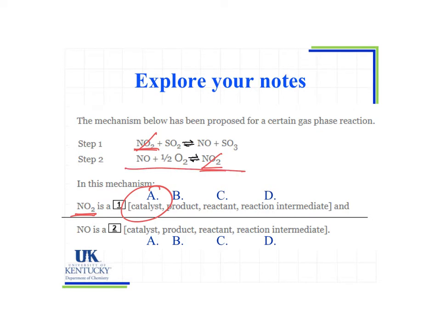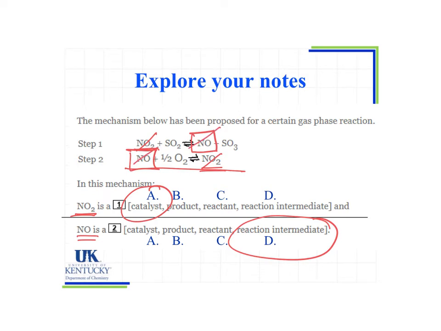Okay, now I want you to look at NO. Pause the video and think about which substance or which category it would fit in. Well, NO is a reaction intermediate. An intermediate gets produced and later consumed. So it's there in the interim. It appears and then goes away. Again, it gets canceled if you were considering the overall reaction.